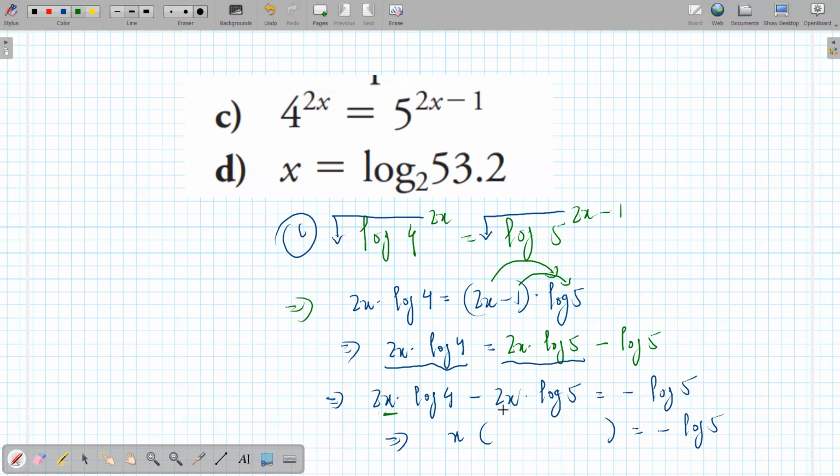There's an x here and an x here. 2 times log 4 minus 2 times log 5, and then finally, the last step, you want to divide both sides by this bracket. So therefore, x becomes negative log 5 over 2 times log 4 minus 2 log 5. And you are done, okay?